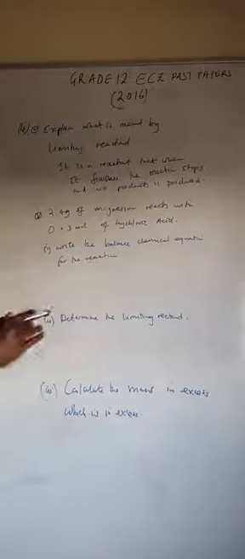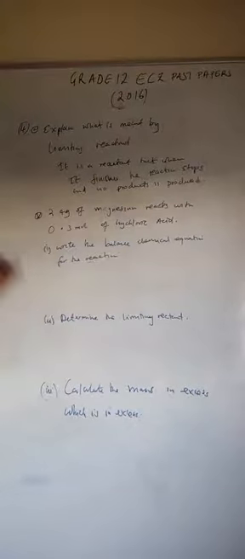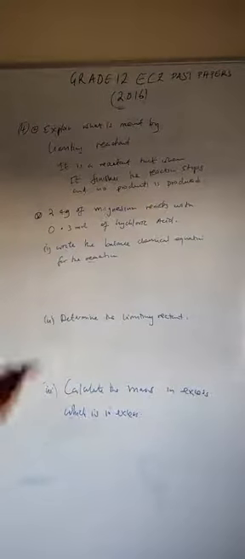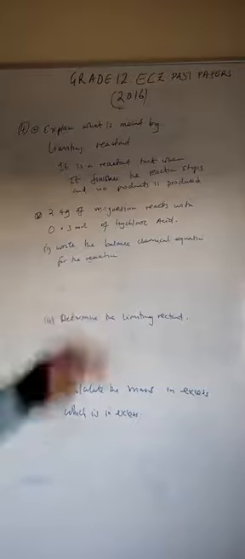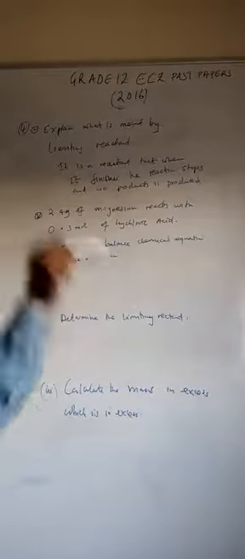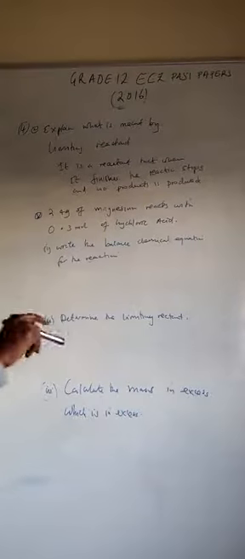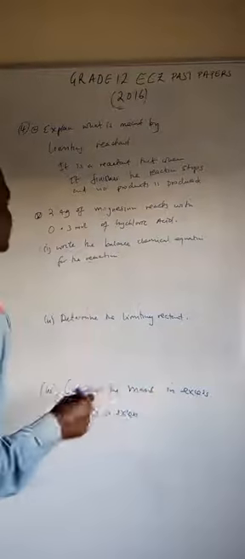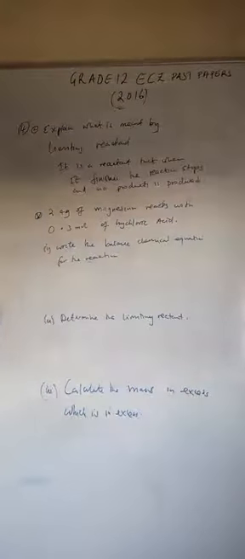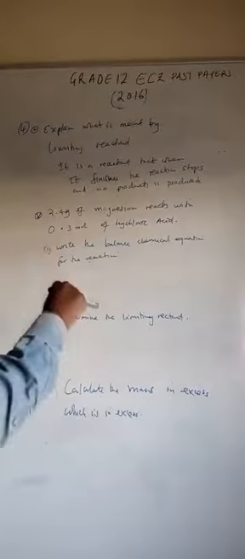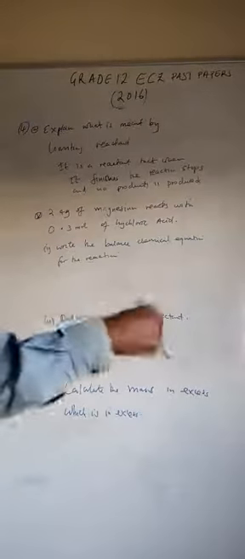If you're reacting two, three, four, or five substances, the first one that runs out in that reaction is what is called a limiting reactant. Why? Because it will limit the other reactants from reacting to produce the product. A limiting reactant is the reactant which finishes first in a chemical reaction, thereby no more products will be produced.